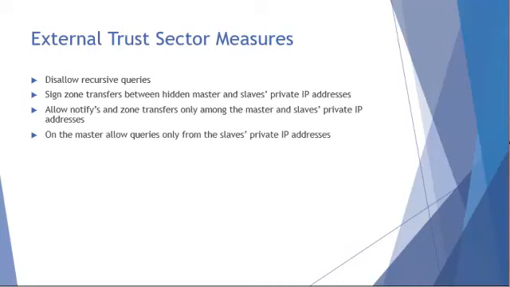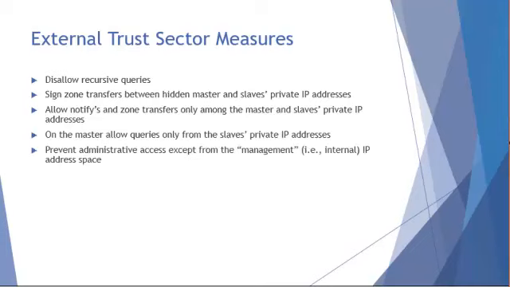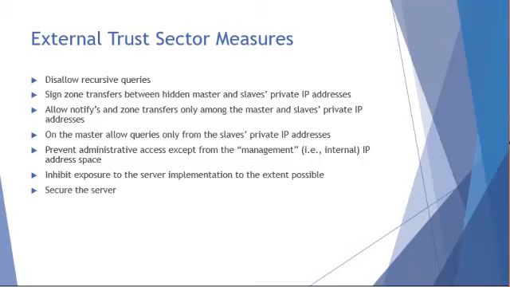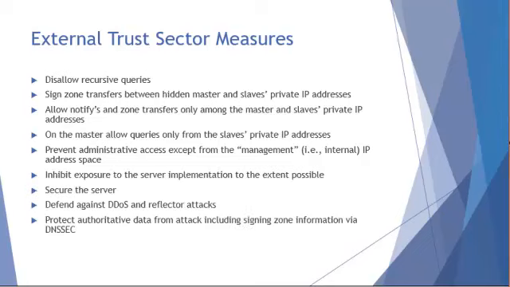On the master, allow queries only from the slave's private IP addresses. So the slaves do need to query the zone for any changes to refresh the zone. But these are the only IP addresses that should be allowed to make those queries, the IP addresses of those servers as you've configured them and as you are inventorying. Prevent administrative access, again, from your management LANs. Inhibit exposure to the server version, secure the server, defend against DDoS attacks.